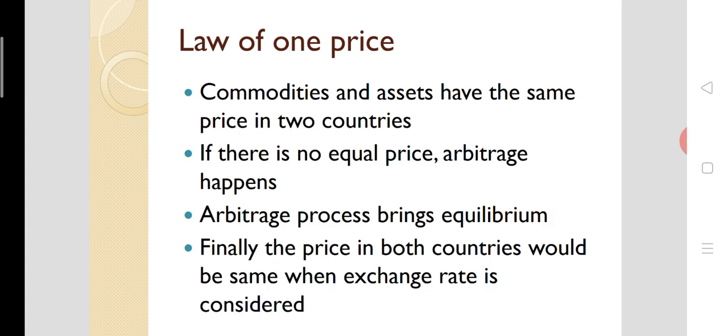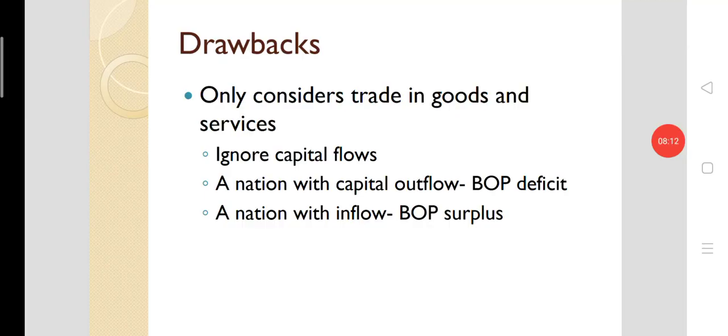If there is no law of one price, if there is no equal price existing, then the arbitrage will surely happen. Finally, arbitrage process is the buying of commodities from the low priced market and selling at the high priced market. This process will balance finally the prices in both markets, and finally the price levels would be the same in both nations. So this is the way in which exchange rate is determined between two nations as per the absolute version of purchasing power parity theory.